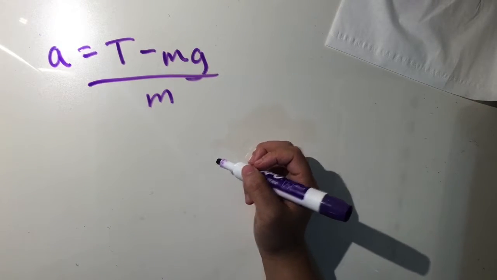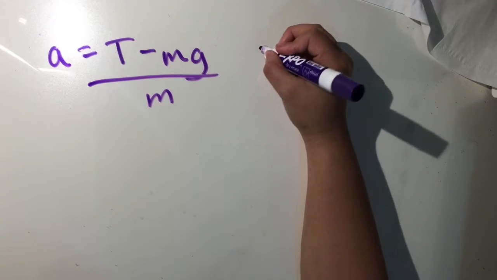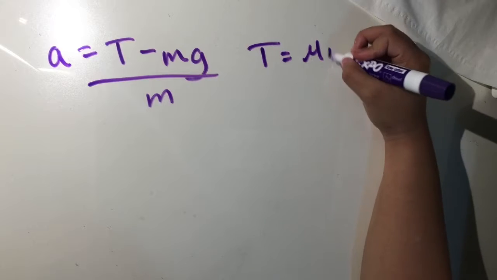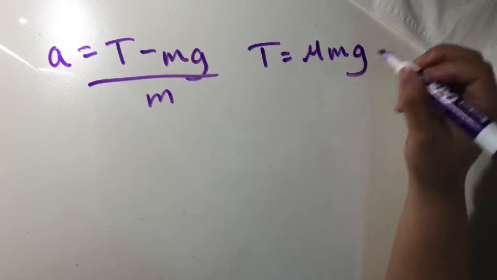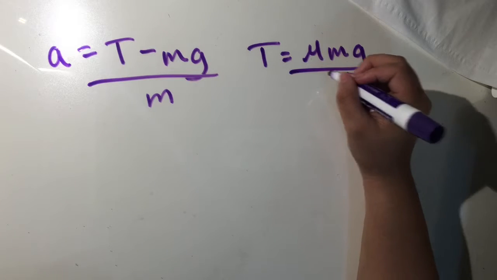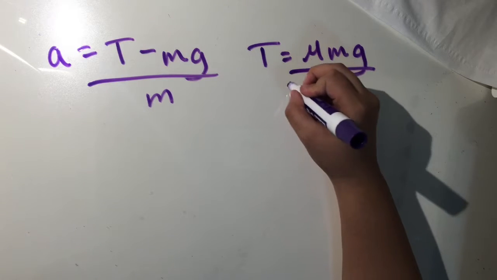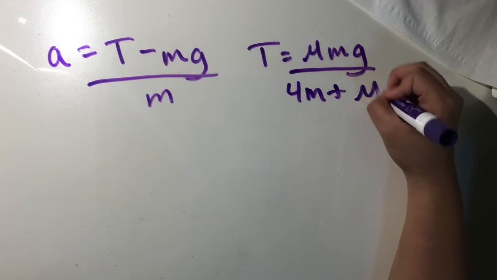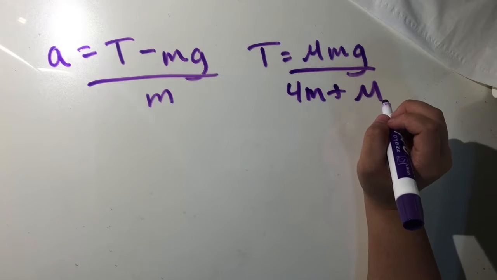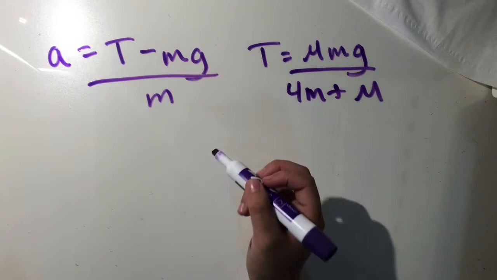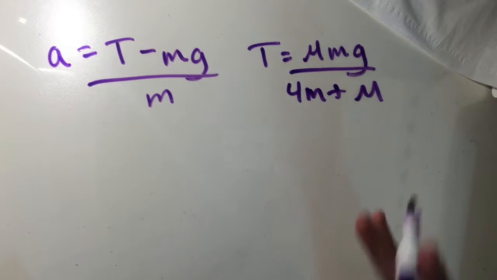And then we also had tension equals mass of the cylinder times mass of the ball times gravity over, was it? 4 mass of the ball plus mass of the cylinder. Then what we do, we'll use this.